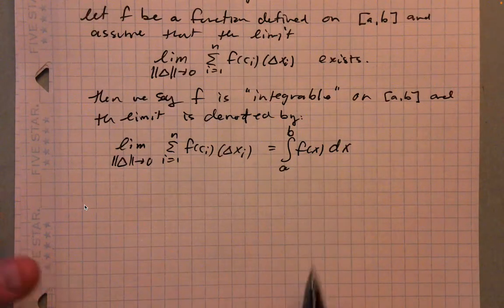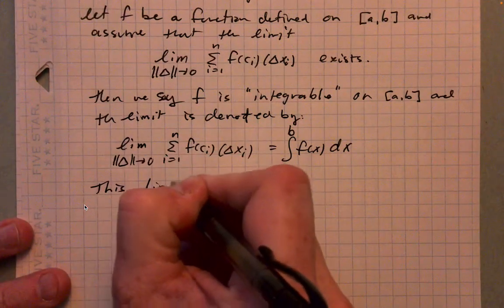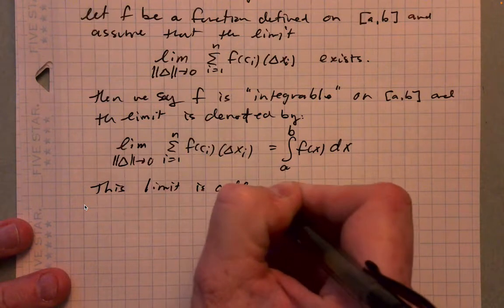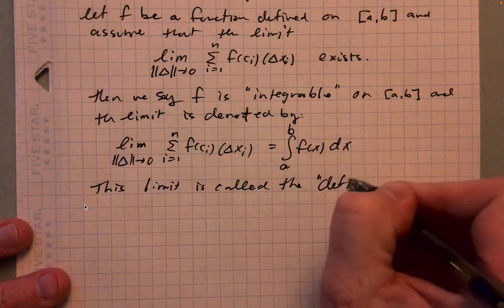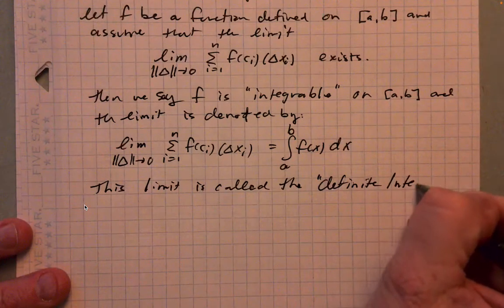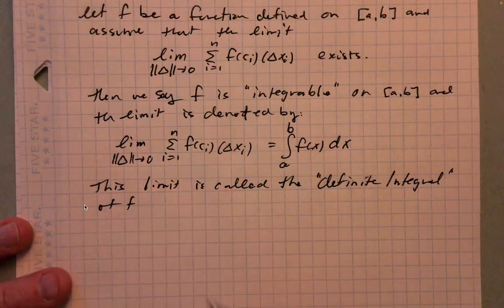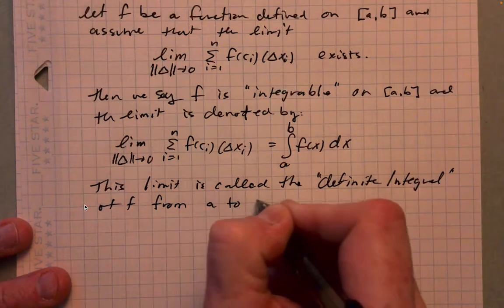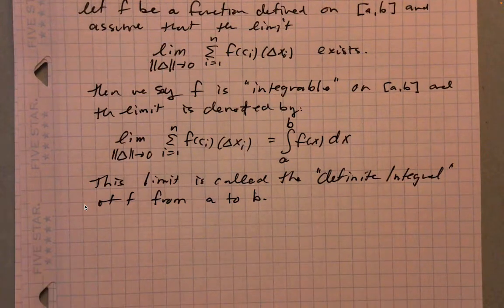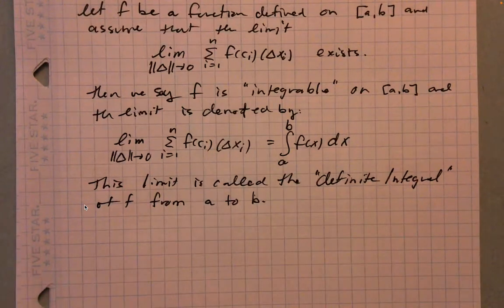Okay, and so this limit is called the definite integral of f from a to b. That's kind of the wording there. So that's the definition of a definite integral.